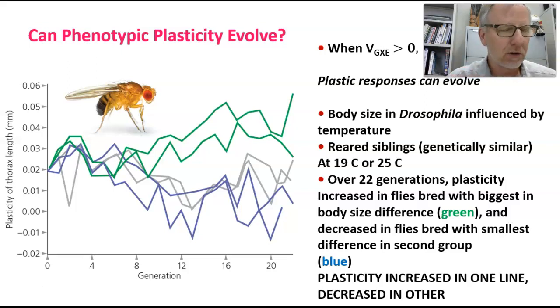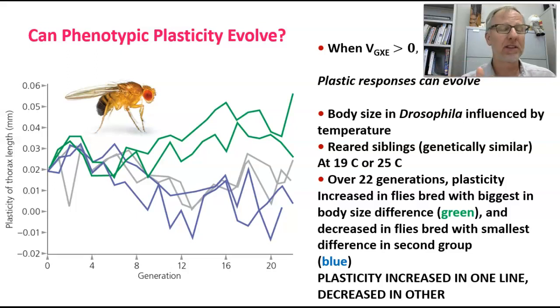So now you know what phenotypic plasticity is, the range of phenotypes that are possible with a particular genetic makeup when that genetic makeup is exposed to different environments. But can phenotypic plasticity evolve? Well, the answer is yes. Phenotypic plasticity can evolve when the variance due to the genetics by environment interaction is greater than 0. If that component is greater than 0, then plastic responses can evolve.